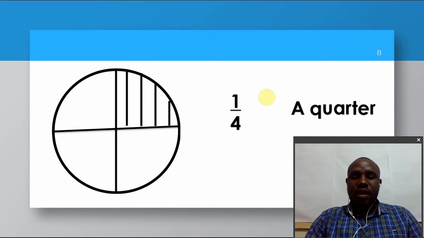So the fraction I have is called a quarter, and we can spell the word a quarter together. A-Q-U-A-R-T-E-R. A quarter. Let's spell it again. A-Q-U-A-R-T-E-R. A quarter. That's our fraction.